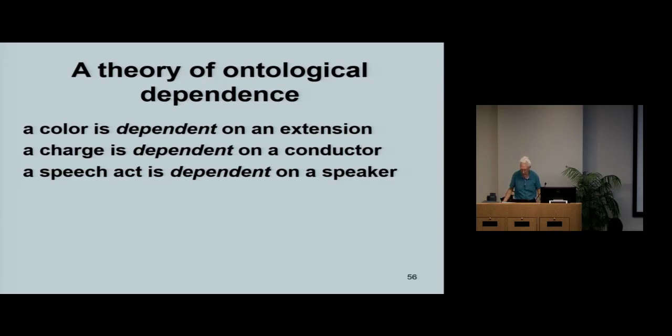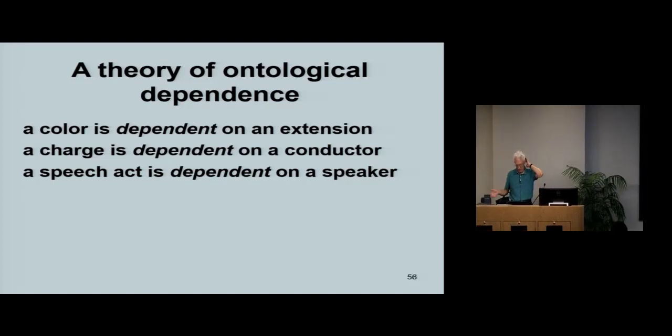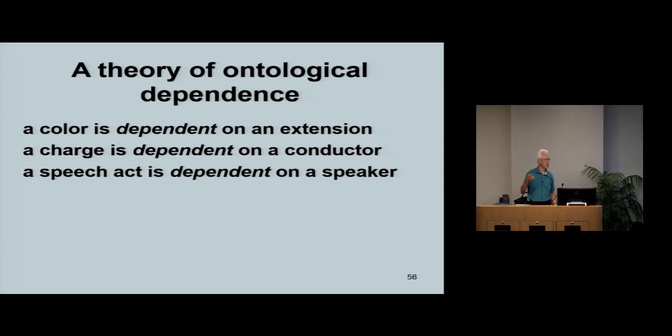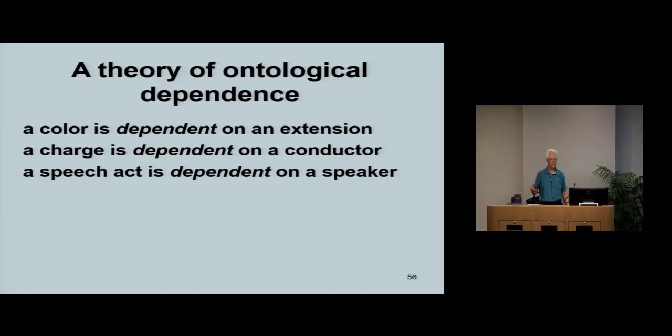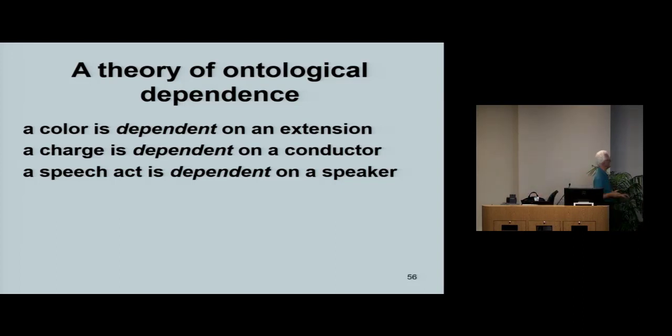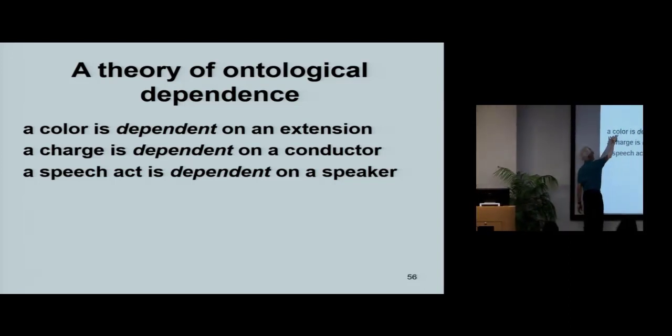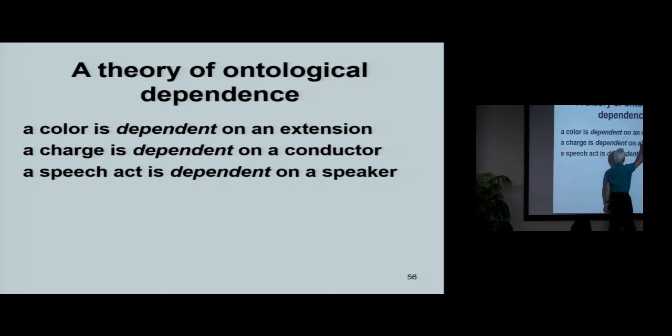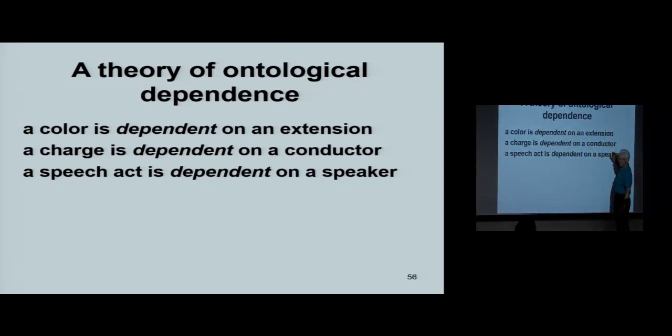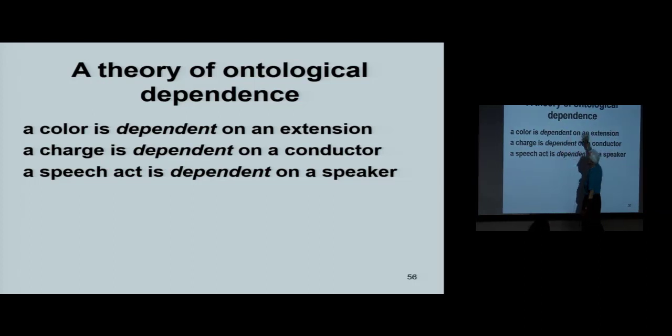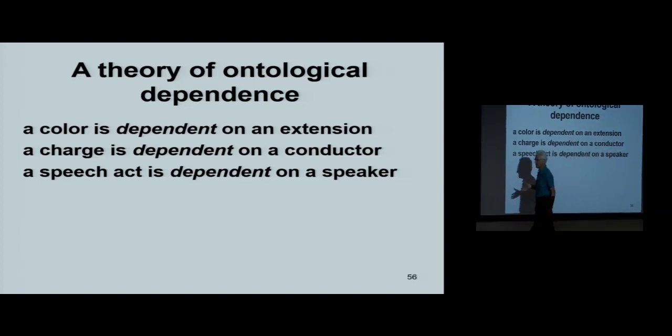And his idea of ontological dependence is what motivates the BFO idea of ontological dependence. So you can't have a color without having something which is extended in space. You can't have a charge without a conductor. You can't have a speech act without a speaker. So again, it's not rocket science that we're doing here. These things are, in some sense, weaker in being than these things. These things are made of matter. They're independent. They're self-standing. Where these things need these other things in order to exist. That's how we understand interdependence.